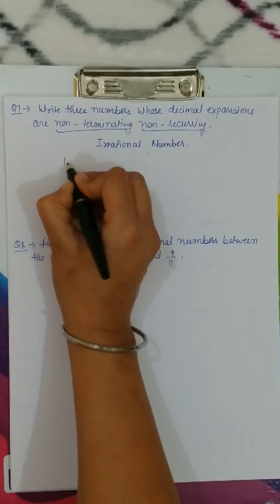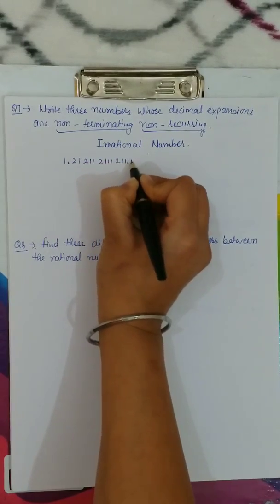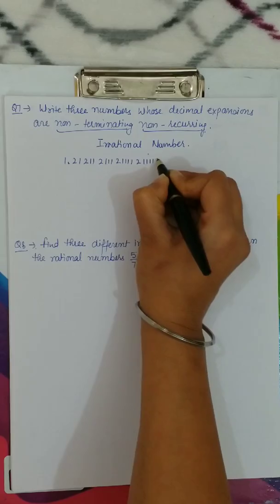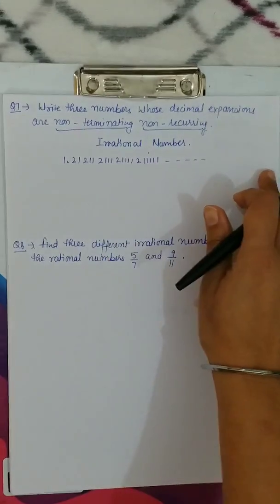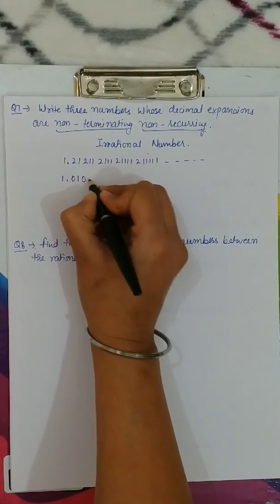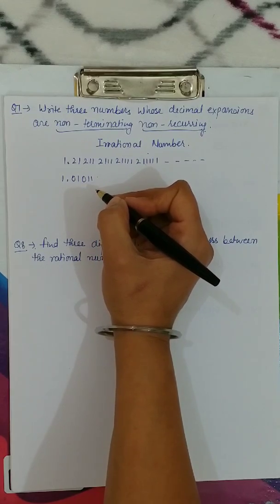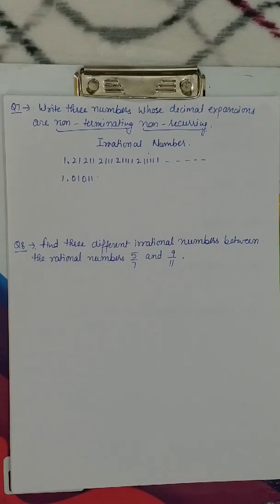Like I'm taking 1.21, 211, 2111, 21111, and so on. It is non-terminating, non-repeating. I can take another, 0.01, 011, and so on. You can take 11, you can take 22, you can take 33. Only the method is we don't want any terminating series, and we don't want any recurring series. The pattern should not be the same, and it is non-terminating. Then it is an irrational number.